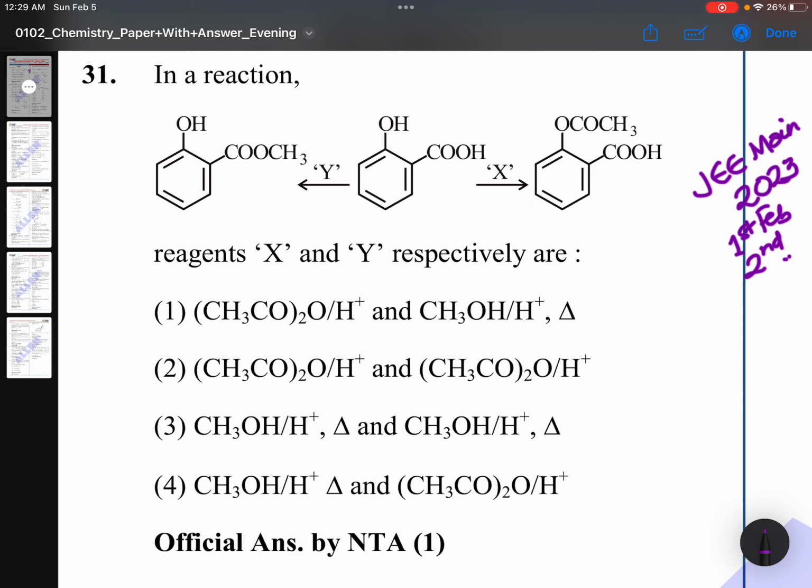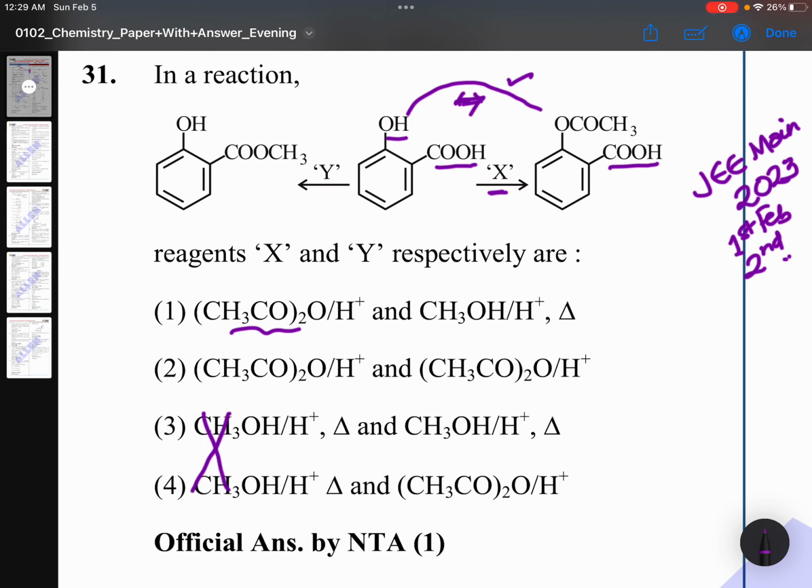See here, one is acid part, second is alcoholic part, or is a phenol. In this case, this is as it is and only this is reacting. That means phenol is reacting. So here we need to use acid chloride type of groups. Acid anhydride or acid chloride should be used here. X must be acid chloride or acid anhydride. It is fine. These two are wrong.